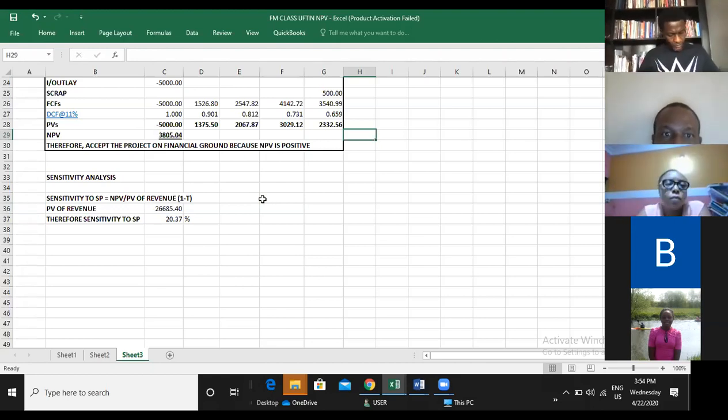Mr. Brian, is it also a multiplication? Because I'm not getting what you got. Is it multiplied by 1 minus the tax rate, or just open brackets, close brackets? It's multiplied by 1 minus the tax rate. Okay.